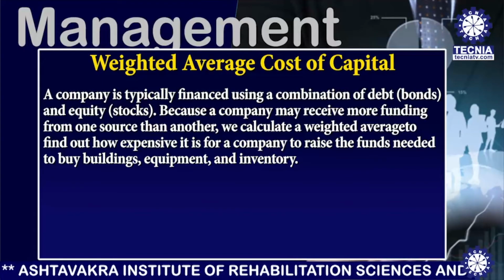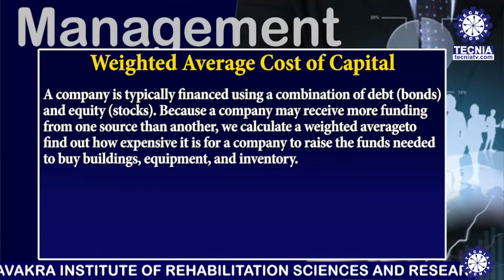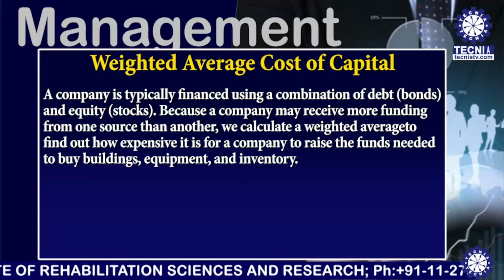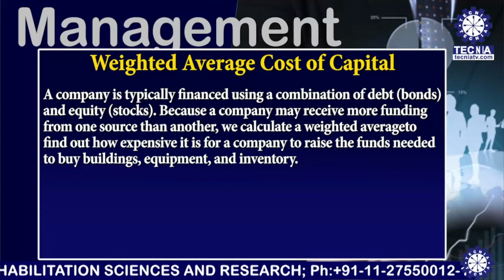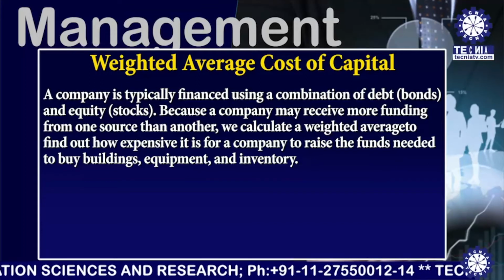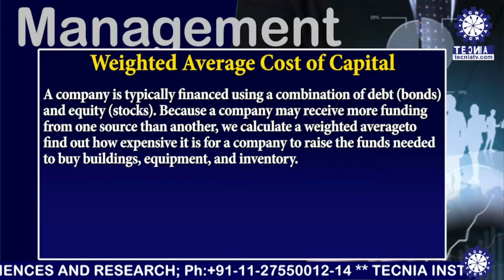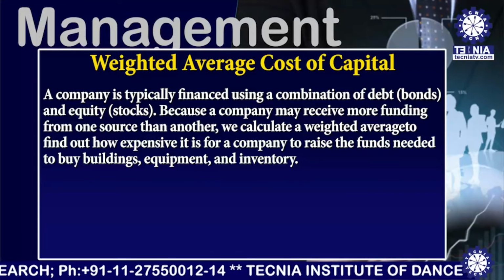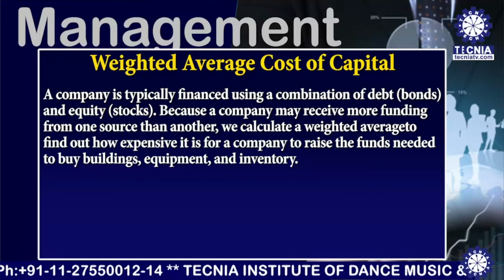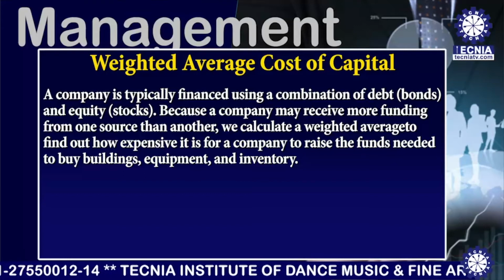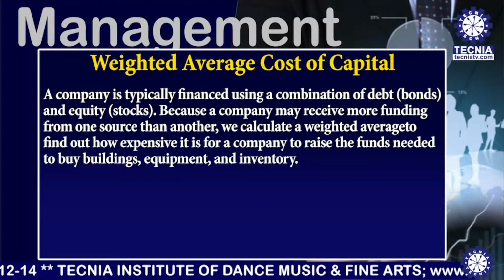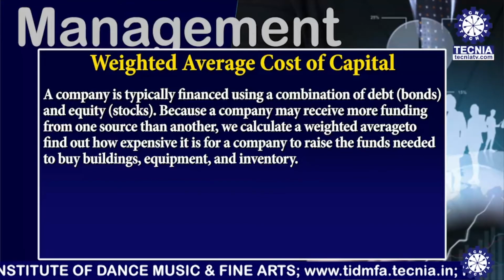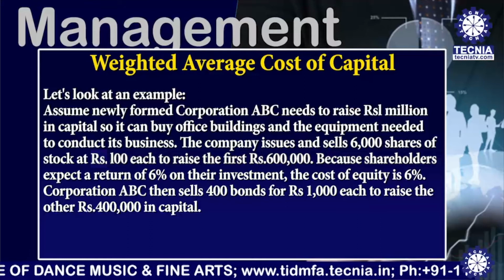A company is typically financed using a combination of debt, that is bonds and other things, and equity, that is stocks and other things. Because a company may receive more funding from one source than the other, we calculate a weighted average to find out how expensive it is for a company to raise the funds needed to buy buildings, equipment and inventory. Let's look at an example.